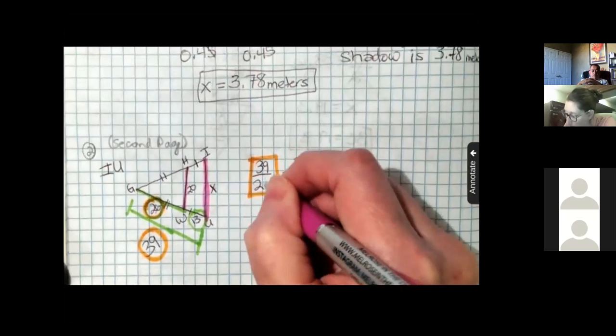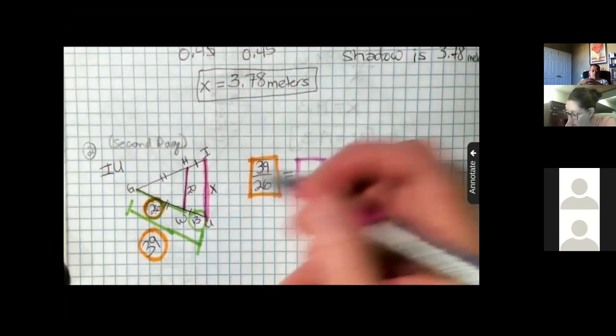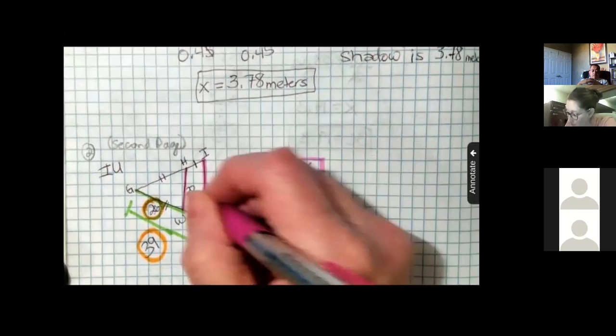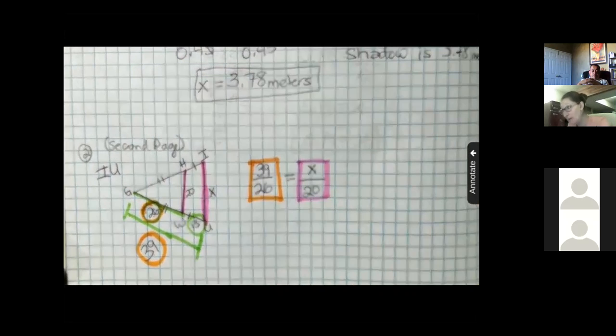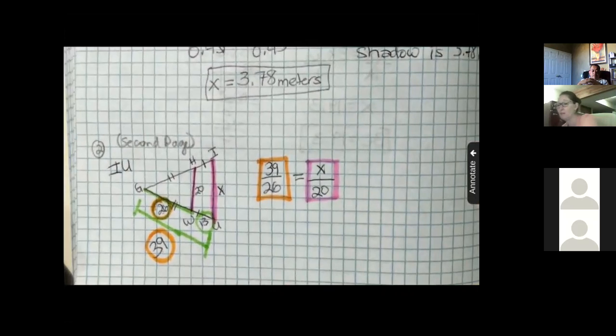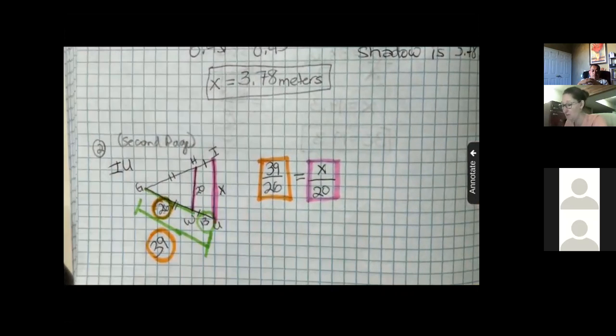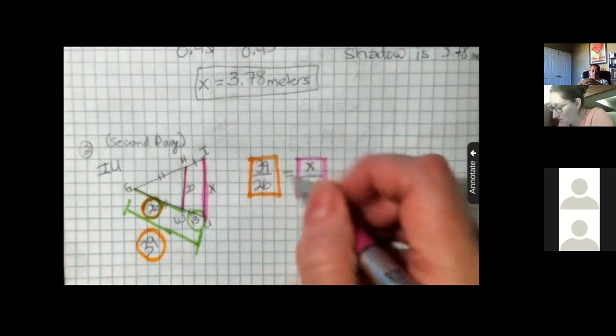And if I do that, I got to take big to small. I know you may say X isn't big. Well, we don't know what X is, so it might be big. Let's hope it's big, because it's part of the bigger triangle. So now we cross multiply.